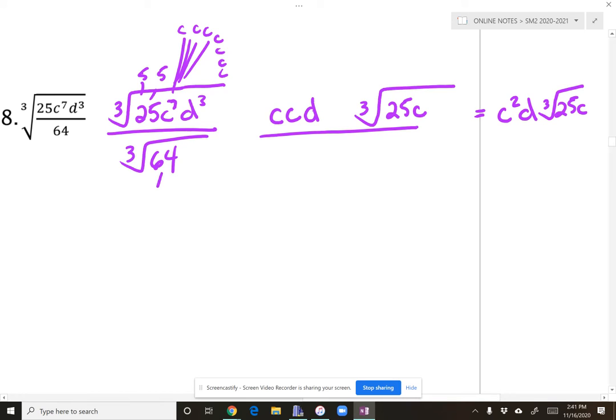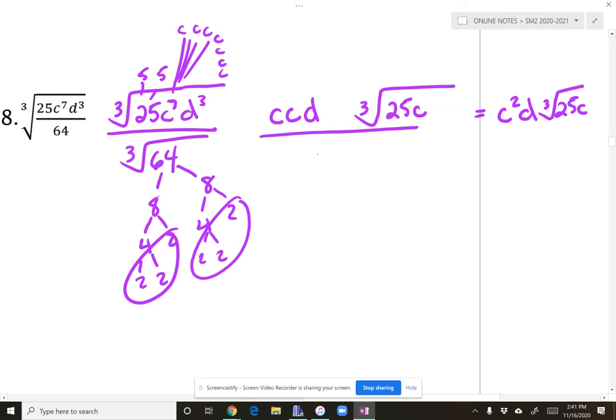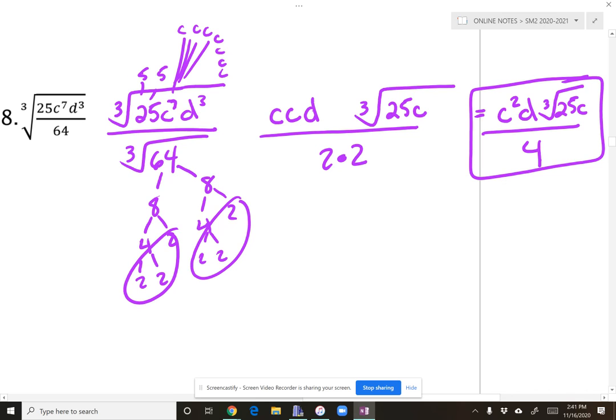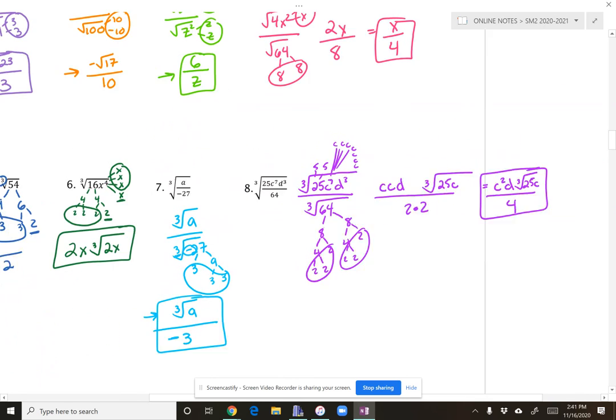And then on bottom, 64 is 8 times 8, which is 4 times 2, which is 4 times 2. And then we break those up, and I get a group of 2 and another group of 2. So I get 2 times 2 and nothing left on the inside. So I just get a 4 on bottom. I know it's messy, but that's the nicest way to do it.